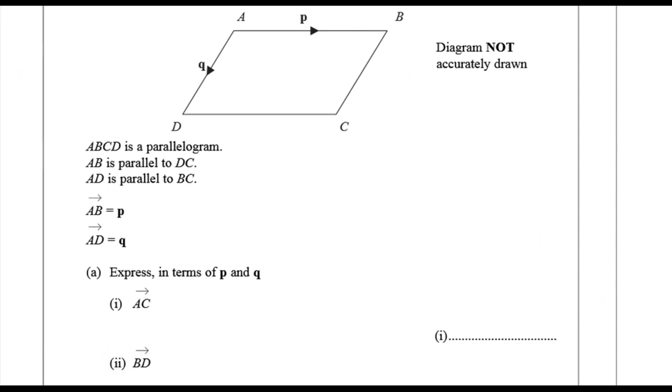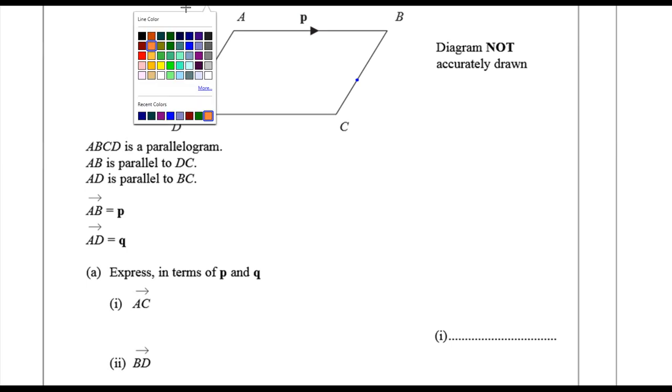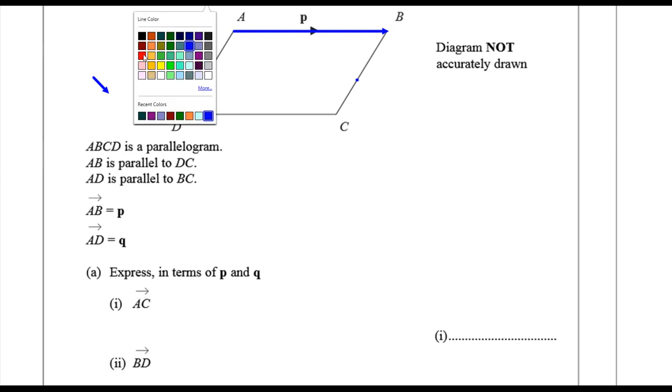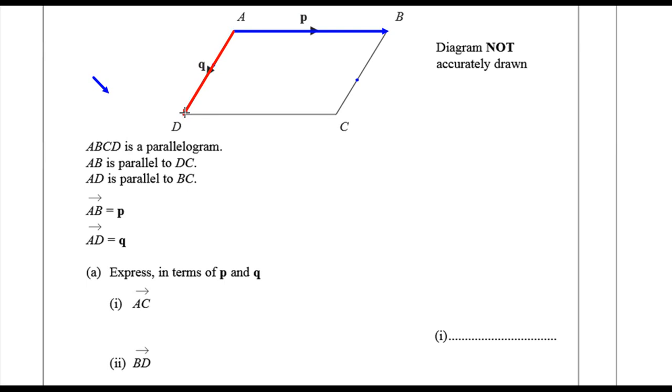Parallelogram. So what we've got here is A, B, C, D, and all the sides are parallel. Well, this side's parallel to this side, you get the point. Okay, A to B is the vector P, so let's label that on. Let's pick a nice colour, you probably won't see that, let's go blue. So A to B, that's P, and A to D is Q. Let's go for red colour. Okay, express in terms of P and Q A to C.